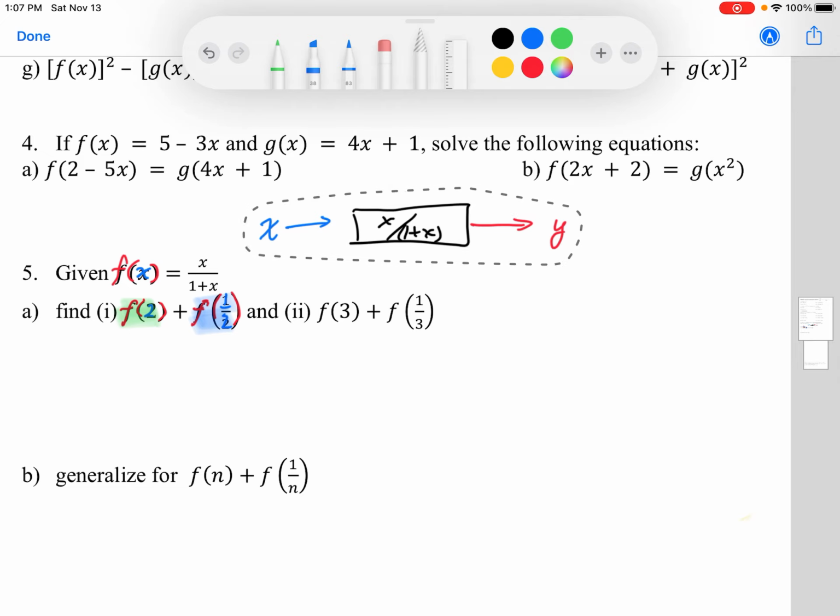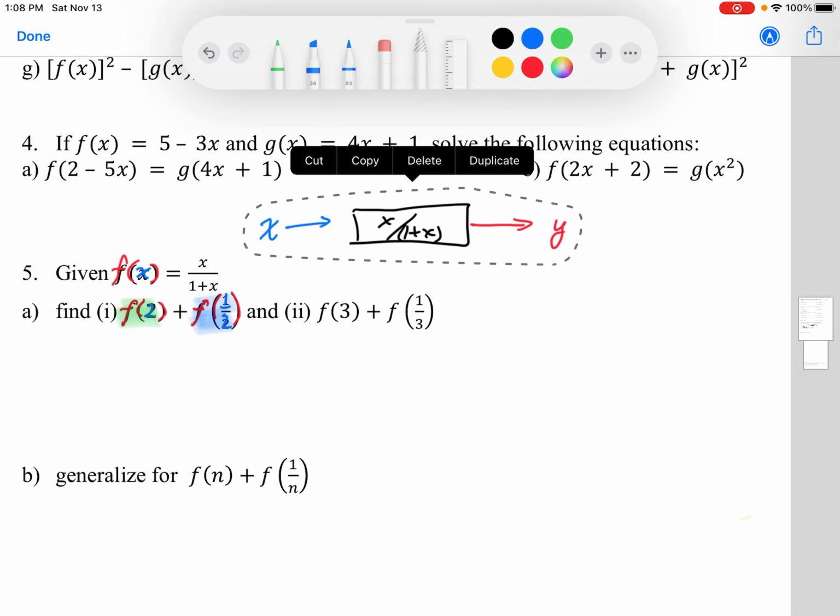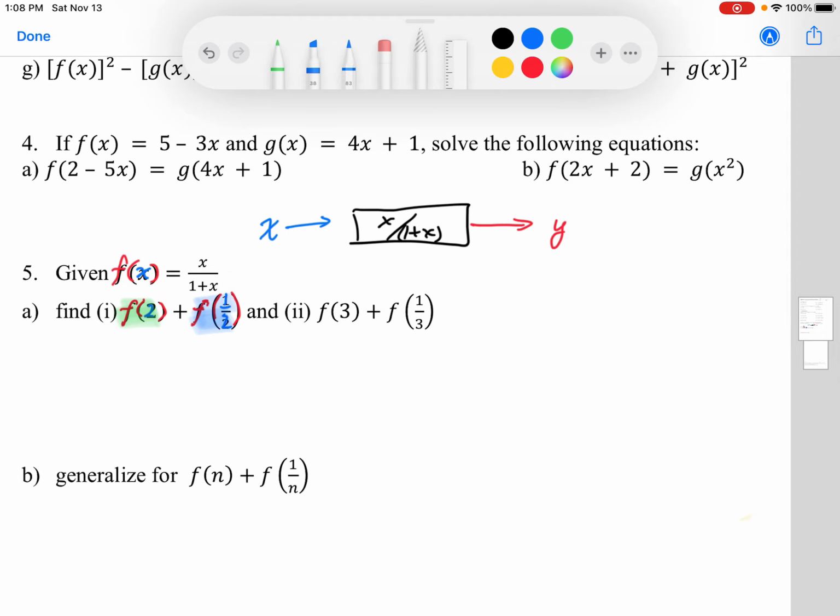So we have our input x. It goes into the function, which takes the input and divides it by 1 plus the input, and it gives our output y. So that is our function. The function notation has two parts, and it's important to recognize there's an inside part that gets inputted into the x in the function.